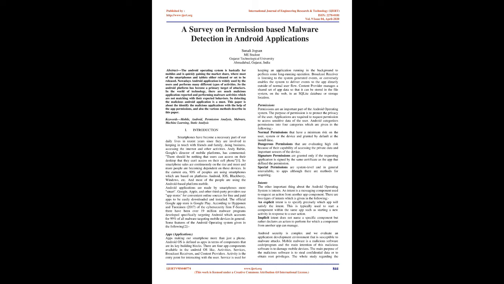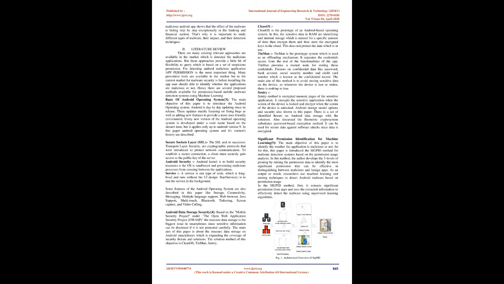Dangerous permissions are evaluated as high risk because of their capability of accessing private data and important sensors of the device. Signature permissions are granted only if the requesting application is signed by the same certificate as the app that defined the permission. Special permissions are system level and in general unavailable to apps, although there are methods for acquiring them. Intents. The other important thing about the Android operating system is intents.